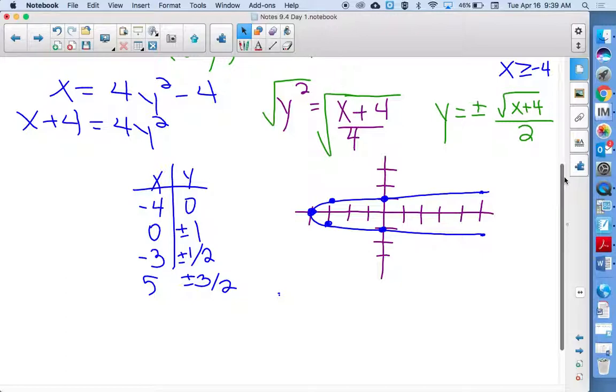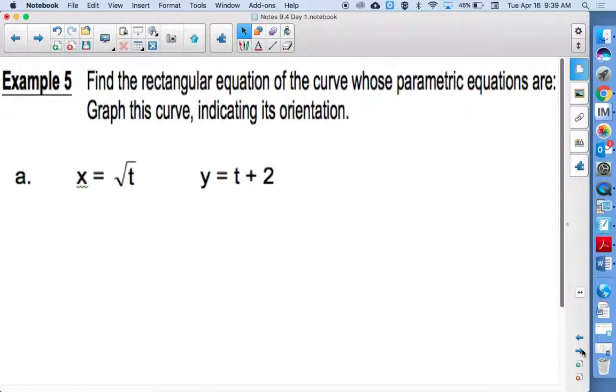So we are going to see if we can do another problem on the next page. Same example, same type of problem. So it's going to ask you to eliminate the parameter. It does ask to graph as well. So find the rectangular equation of the curve whose parametric equations are as follows. Graph this curve, and then it does say indicate the orientation or the direction of the curve. So in this one, we'll see if we can kind of show the way that it would be graphed.